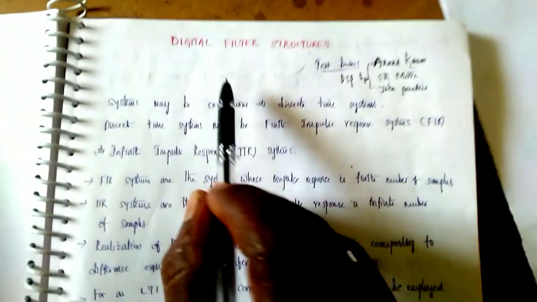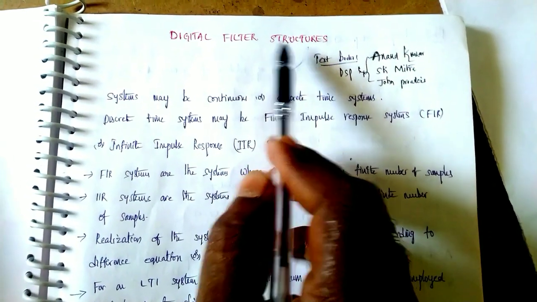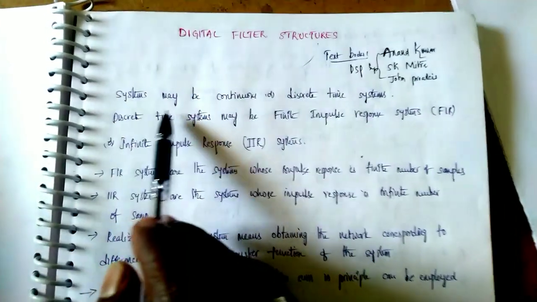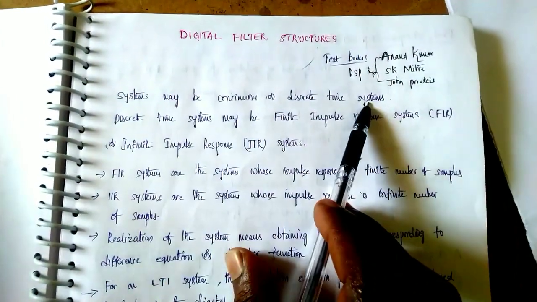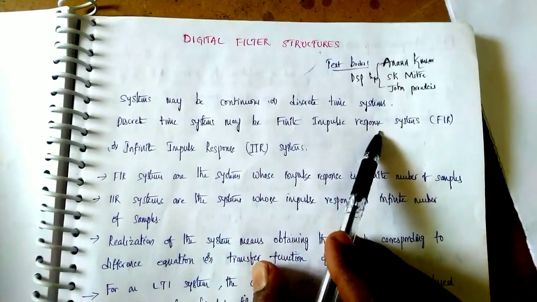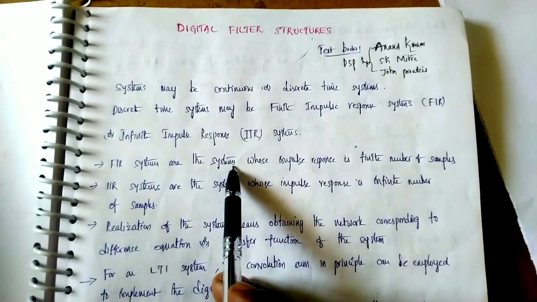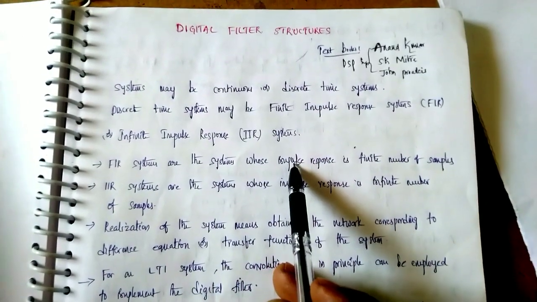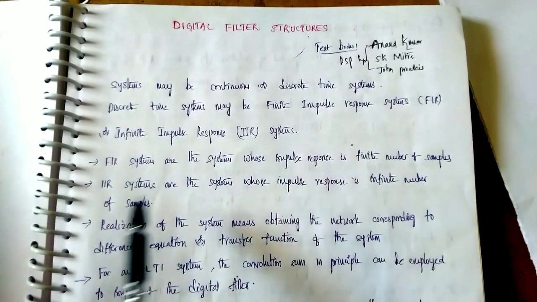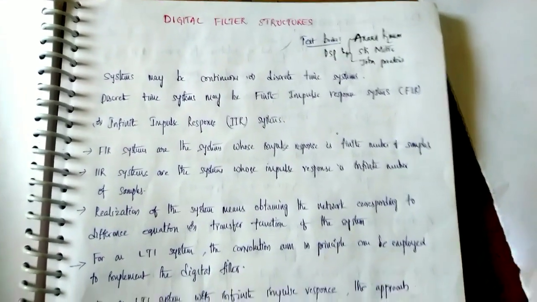Now we will discuss digital filter structures. Today's topic is digital filter structure. Generally the systems may be continuous or discrete time systems. Discrete time systems may be finite impulse response (FIR) systems or IIR systems. FIR system means finite impulse response. That means the impulse response of the system is of some finite length. IIR system means that the impulse response of the system may be of infinite length.